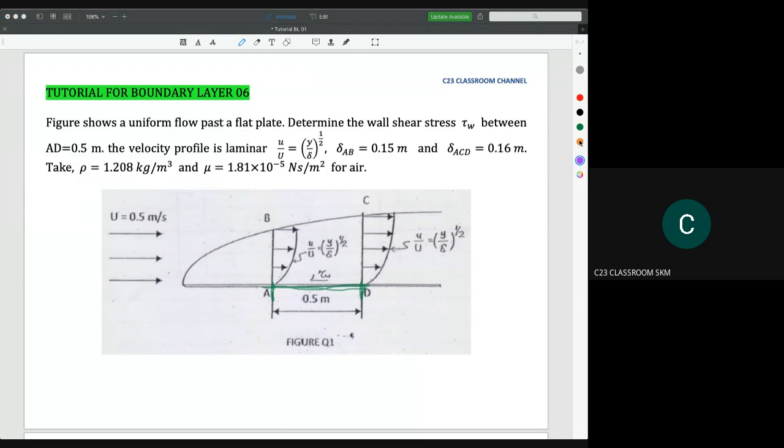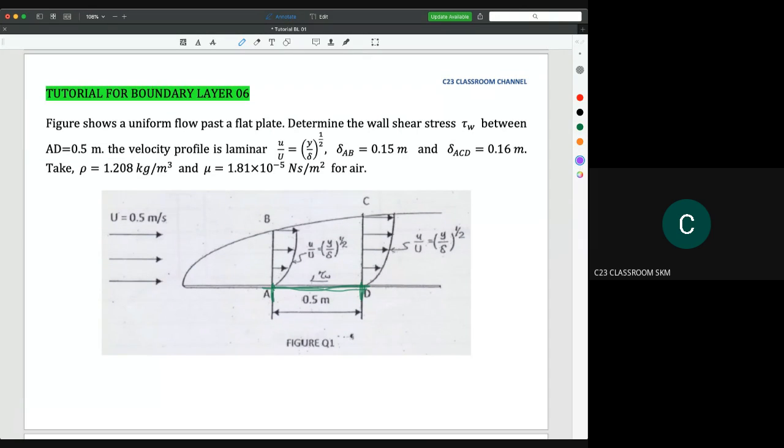And then the velocity profile is laminar, u over U equals y over delta to the power of 1 over 2. Delta AB equals 0.15 means that for section AB here, the delta is 0.15. So what is the meaning of this? We know that delta is boundary layer thickness, so it means the thickness here is 0.15.